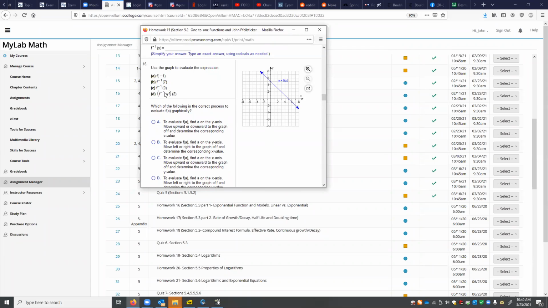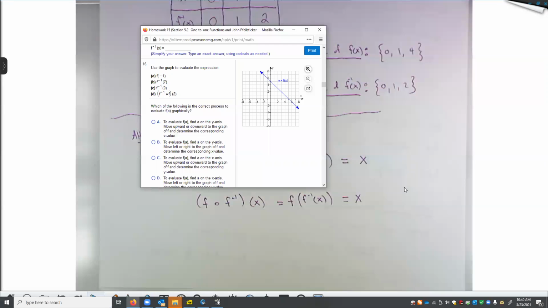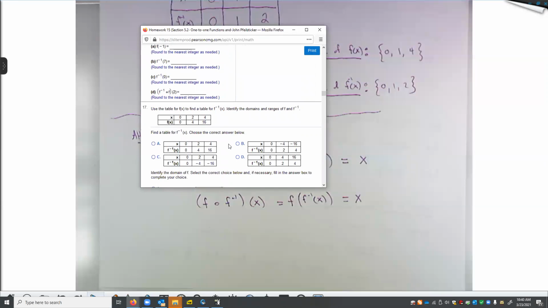Yeah, so for example, down here in number 16, they ask us to use the graph to evaluate the expression f inverse of f of 2. Well, based on this definition, you know that f inverse of f of 2 should be 2. So some questions can be answered more quickly if you are mindful of the other definitions.